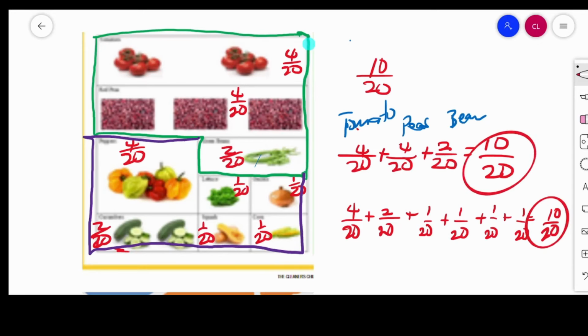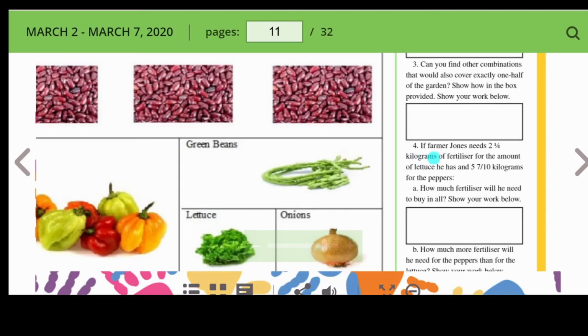So here we have the first half with the tomatoes, the peas and beans, and this is how we could combine the other vegetables to come to another half of the garden. Number 4, if Farmer Jones needs 2/4 of a kilogram of fertilizer for the amount of lettuce he has, and 5 7/10 kilograms for peppers, A, how much fertilizer will he need in all?